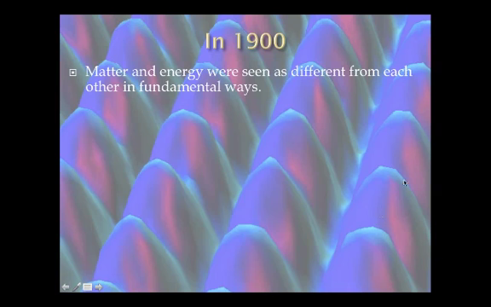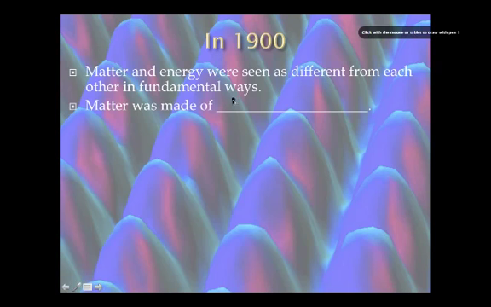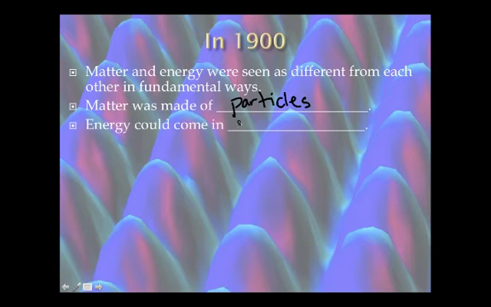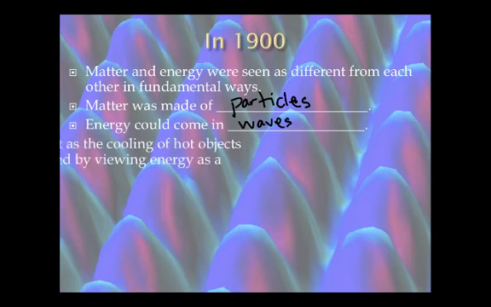So where did all these things come from? In 1900 or so, thereabouts, matter and energy were seen as fundamentally different from one another. It was thought that matter was made up of particles called atoms, right? And energy could come in waves. And the two were thought to be distinctly different, so different that they couldn't be the same at all.